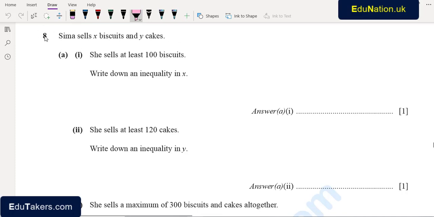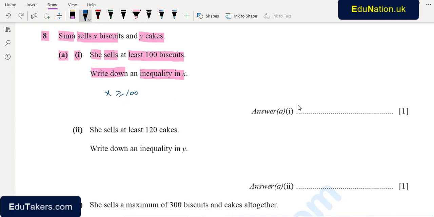Next is question number 8. Seema sells X biscuits and Y cakes. Part A first: she sells at least 100 biscuits. Write down an inequality in X. At least 100 biscuits, X is greater than or equal to 100.